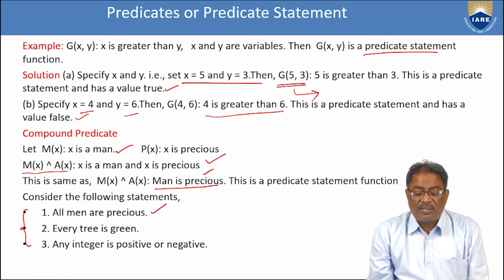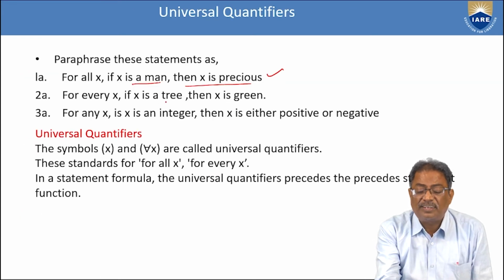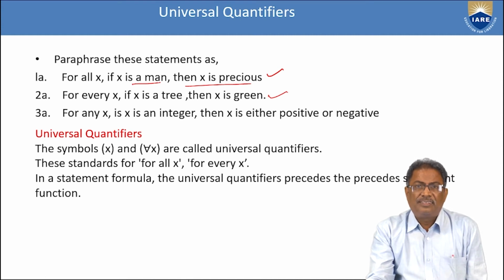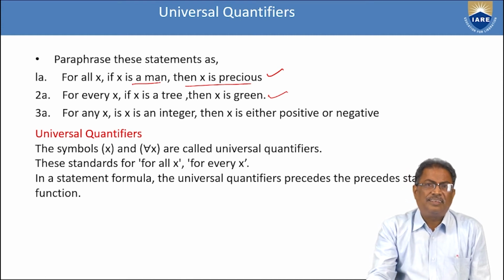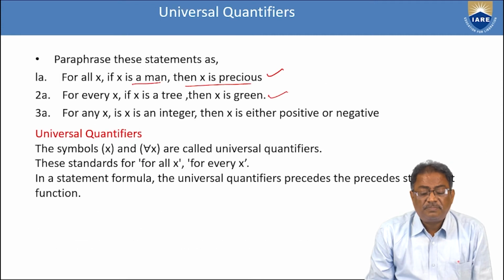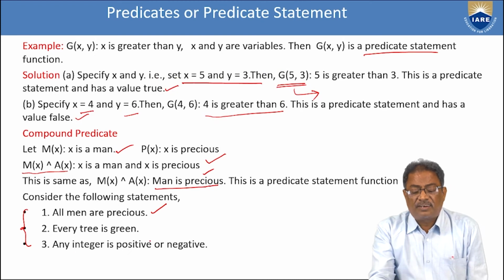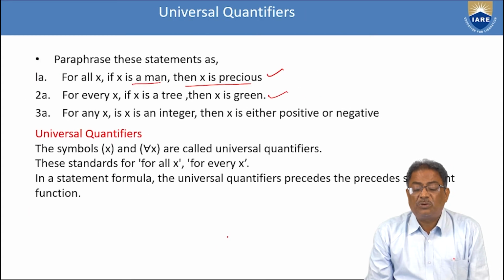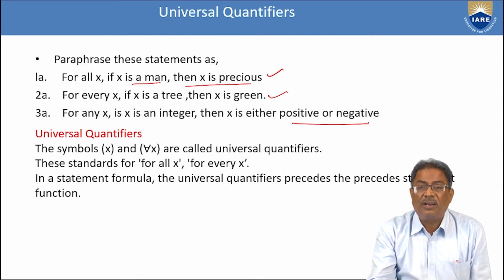And similarly, every tree is green. It means if x is a tree, then x is green. And the next one is all integers are positive or negative. If x is an integer, then it is either positive or negative.